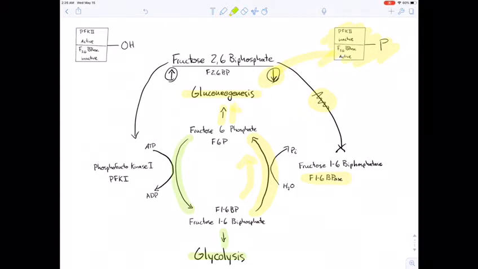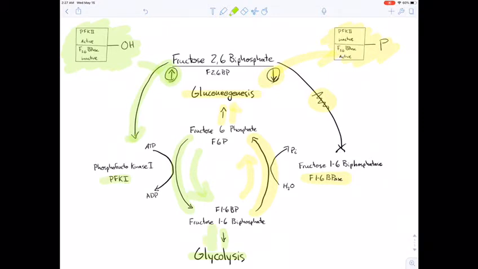Now, conversely, we can see that when the combined enzyme PFKFB is dephosphorylated, PFK2 is activated. This leads to an increase in F26BP, which stimulates PFK1, therefore stimulating the conversion of F6P into F16BP, therefore leading the reaction towards glycolysis.